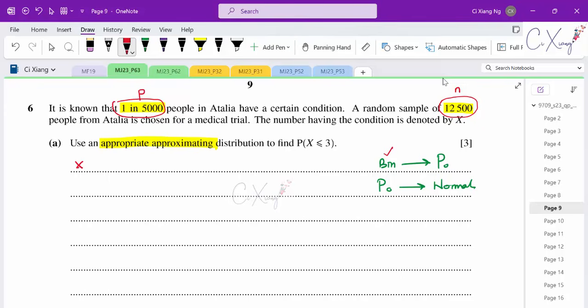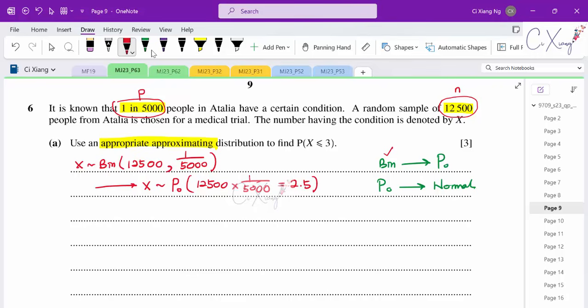For my solution, when I set up, X is binomially distributed with n equals 12500 and p equals 1 over 5,000. And I'm going to change it into a Poisson. The parameter in Poisson is lambda, which is the mean. To get the mean from the binomial distribution, it will be n times p. You can write it out straight away, n times p, and eventually the lambda for the Poisson distribution is equal to 2.5.